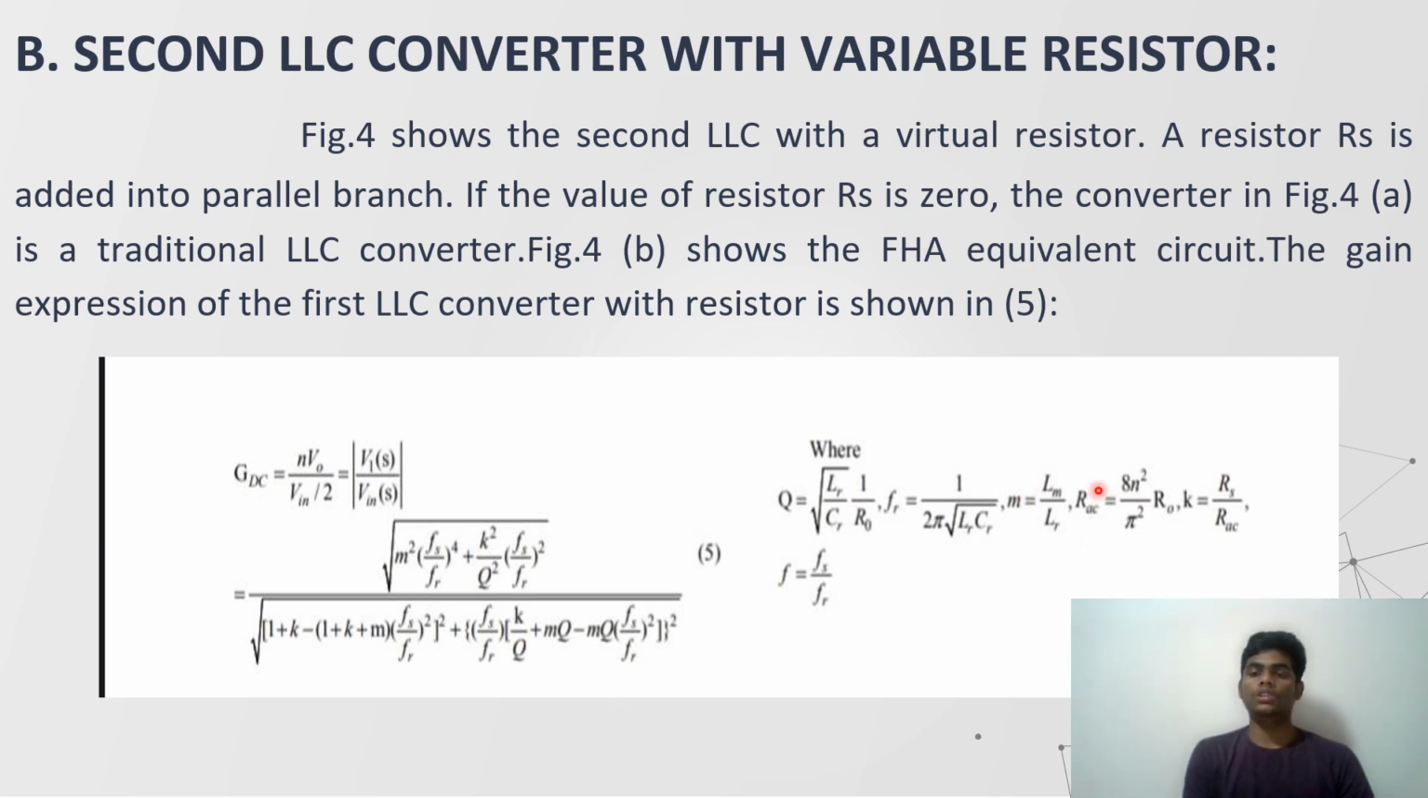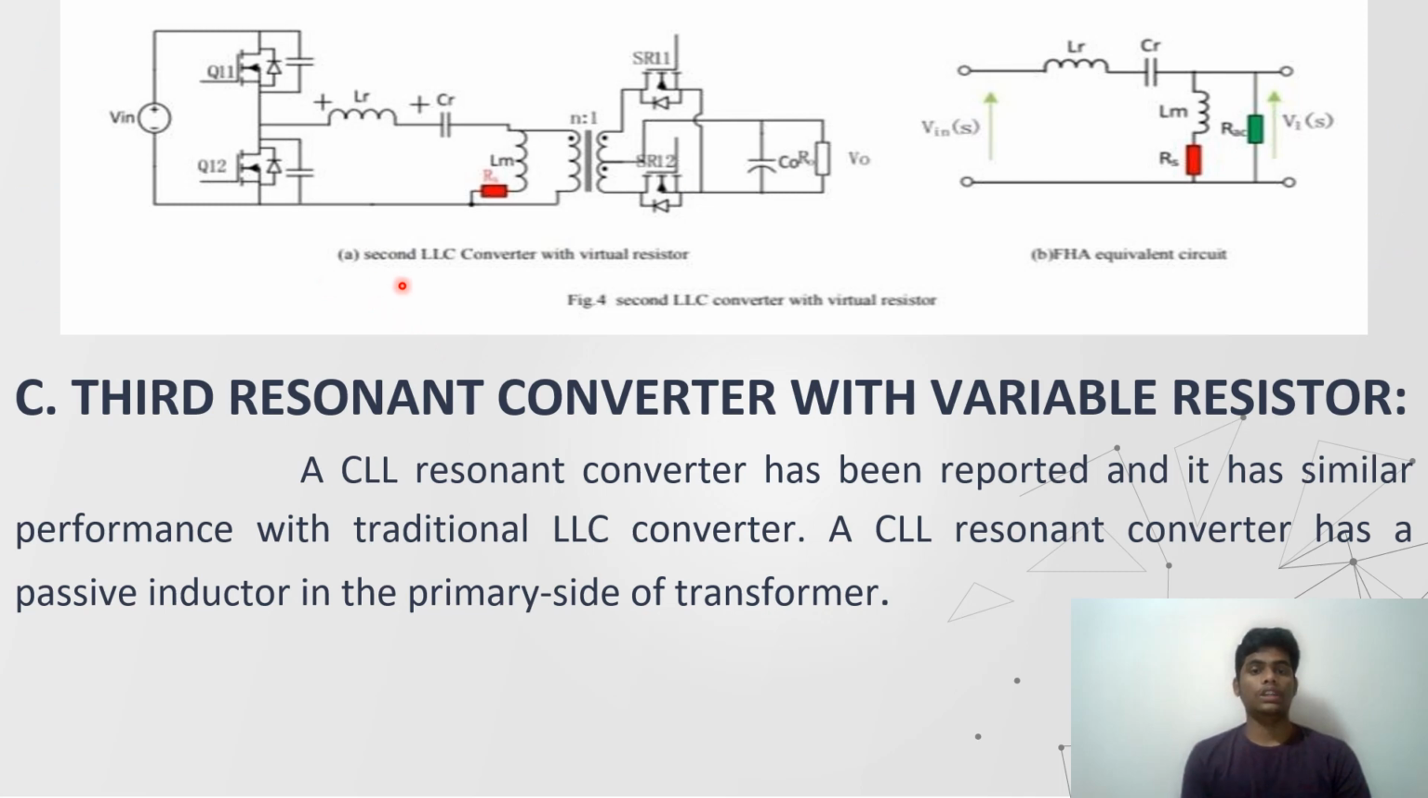RAC is equal to 8n² by π² into R naught. K equals RS by RAC. F is equal to Fs by Fr. In figure A, it shows the second LLC converter with the virtual resistor. In figure B, it shows the FHA equivalent circuit. C shows the third resonant converter with variable resistor.